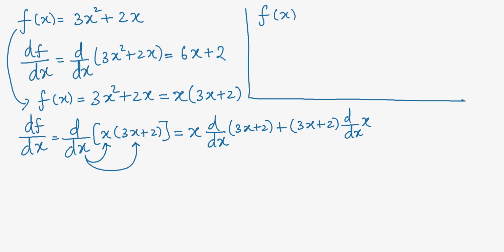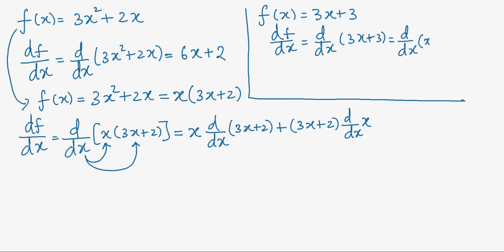Even in the previous example, if you had f of x equals 3x plus 3, in this case also df by dx will be d by dx of 3x plus 3, right? We can write this as d by dx acting on the 3x, and add with d by dx of 3. So in this case, this thing will go to 0.